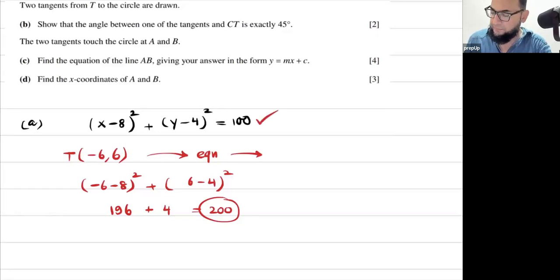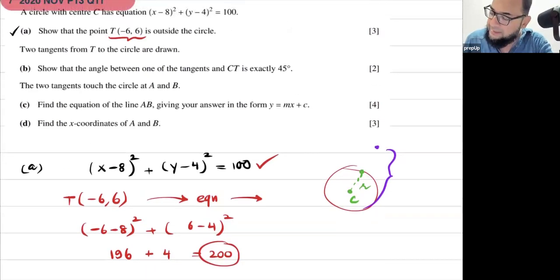And this is 100. That means if this answer came out to be 100, the point would be on the circle, because the distance from the center to this point should be the radius. And if this thing is coming out to be greater than 100, that means this point is outside of the circle. Make sense?